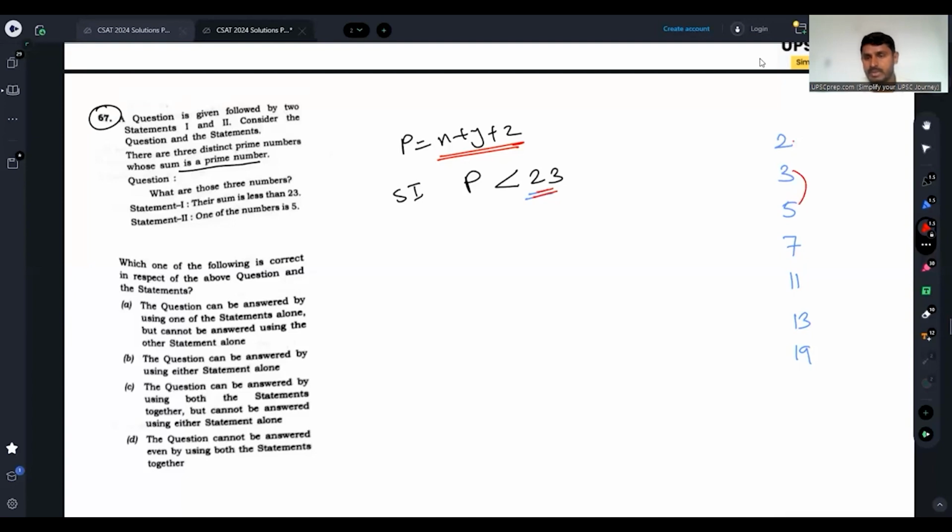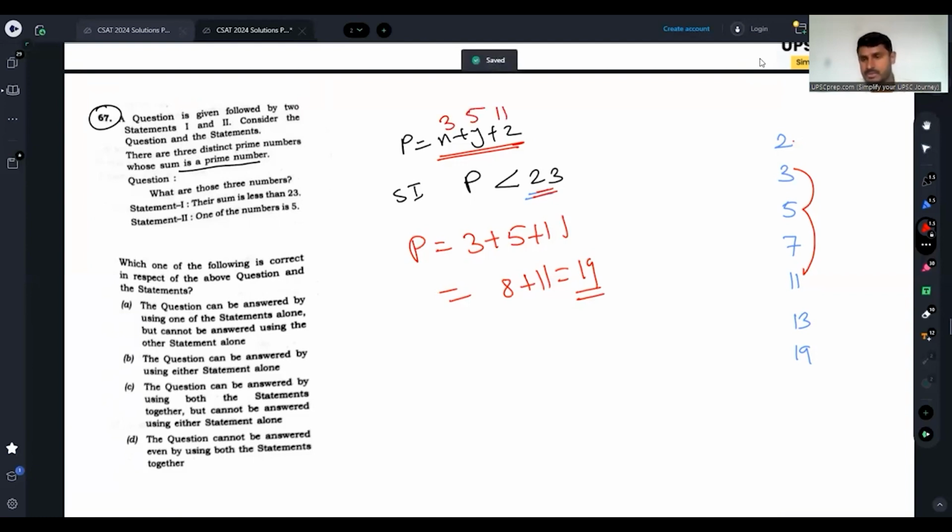So with 2 and 3, and 2 and 5, I am not able to see any combination. So start from 3. 3 plus 5 plus 7: 7 plus 5, 12, 12 plus 3, 15, not possible. Then 3 plus 5 plus 11. This is a possible combination. 3 plus 5 plus 11 is equal to 8 plus 11, which is 19. So 19 is a prime number which is less than 23. We can see that these prime numbers are 3, 5 and 11.